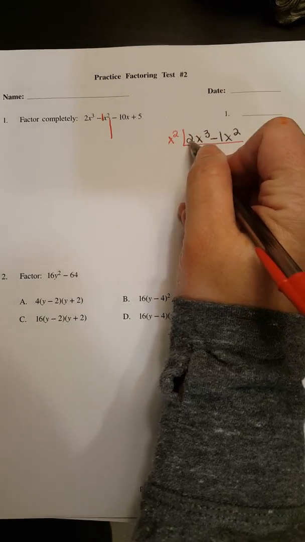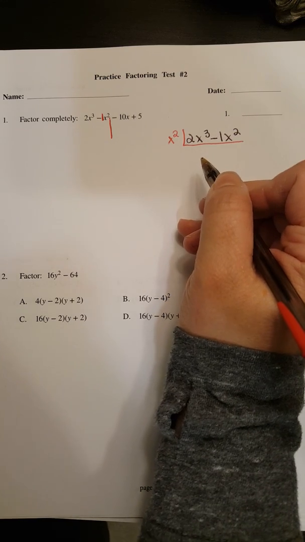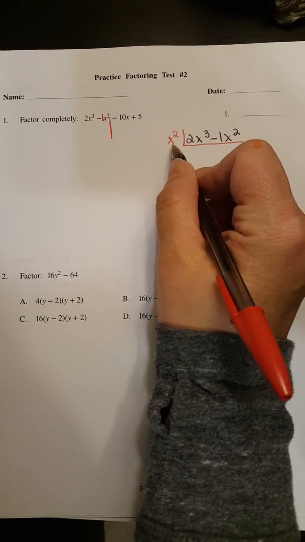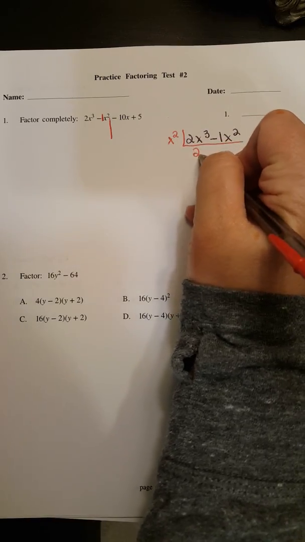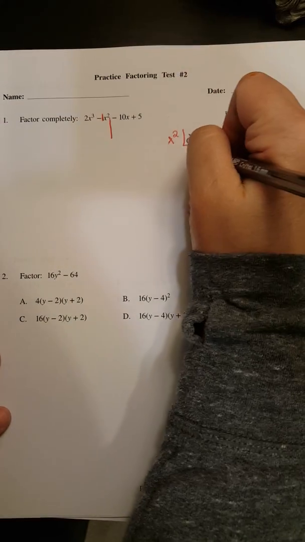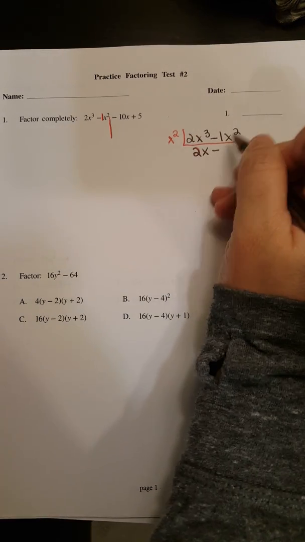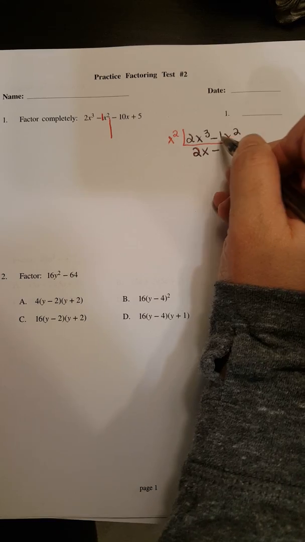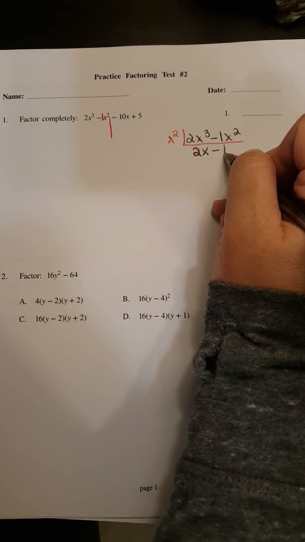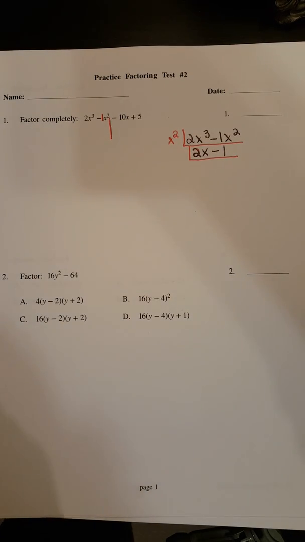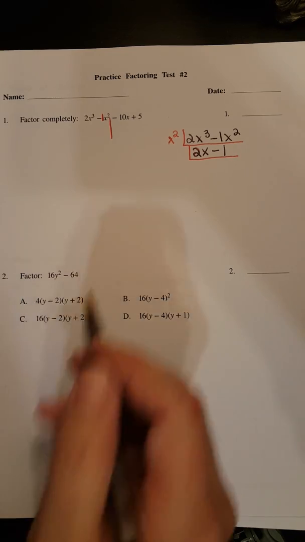Now, this 2x to the third says we have 3 x's. X to the third means x times x times x. So if we take 2 of the x's out, we're left with just, whoops, let me go back to my black pen. We're just left with 2x. And if I take x squared away from the negative 1x squared, I'm just left with negative 1 here. Now I'm left with 2x minus 1, and there's nothing else that these have in common. So we are done with this side of the problem.